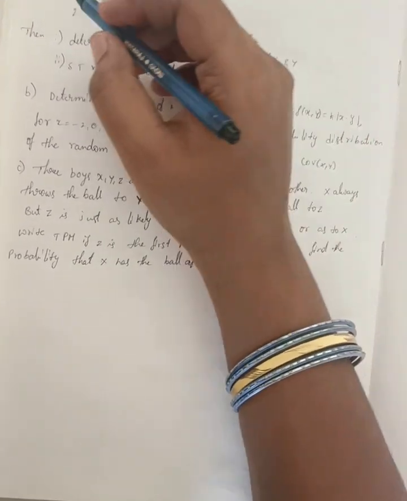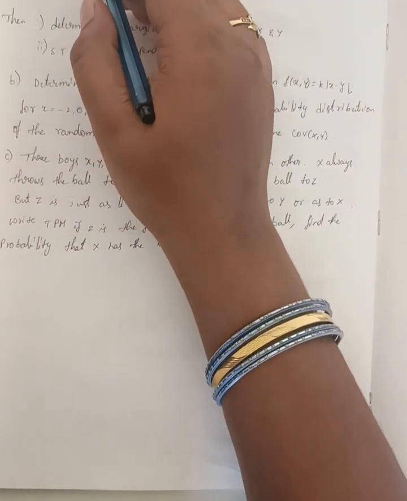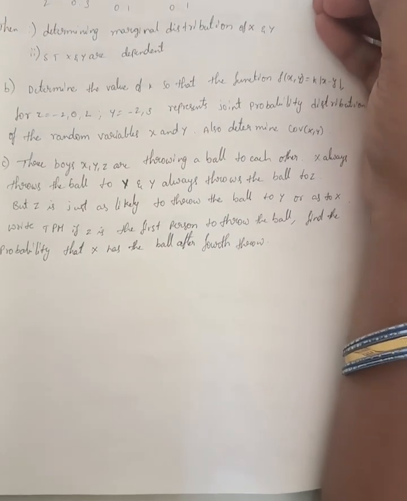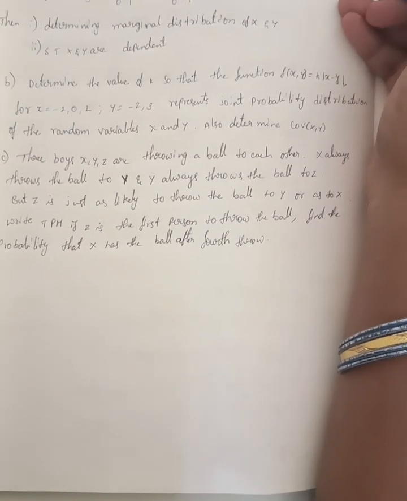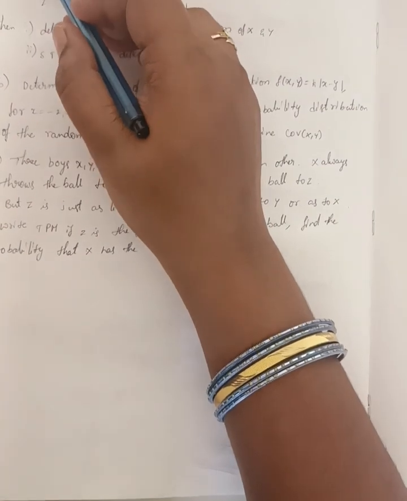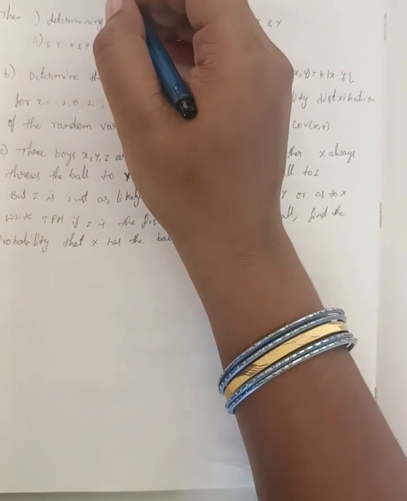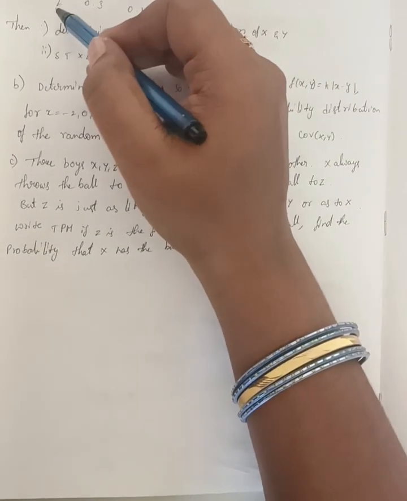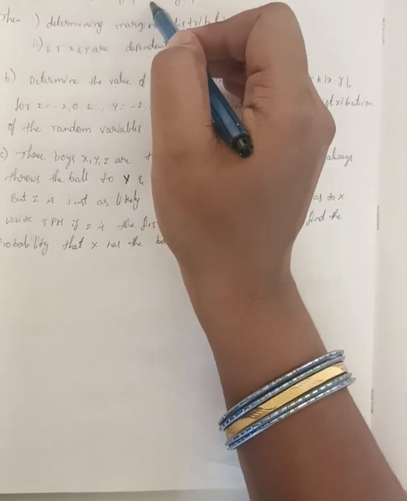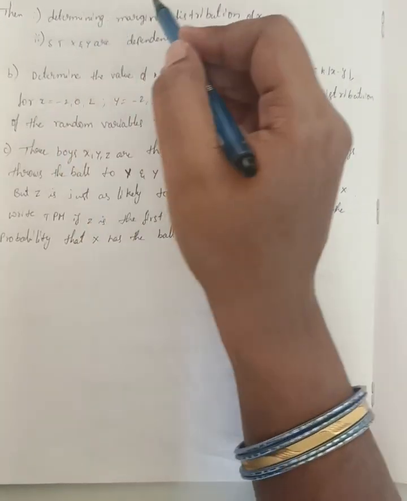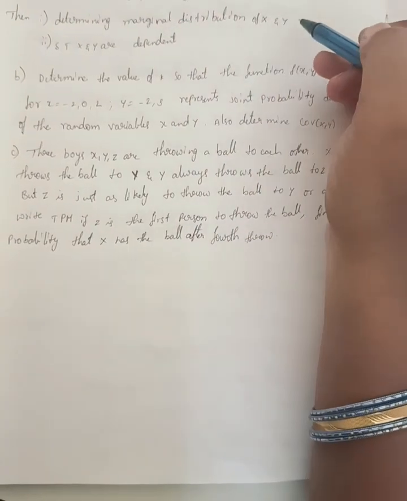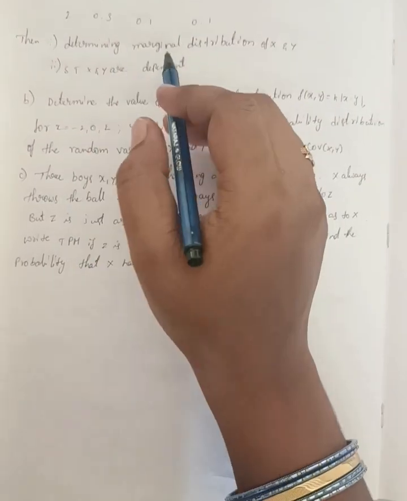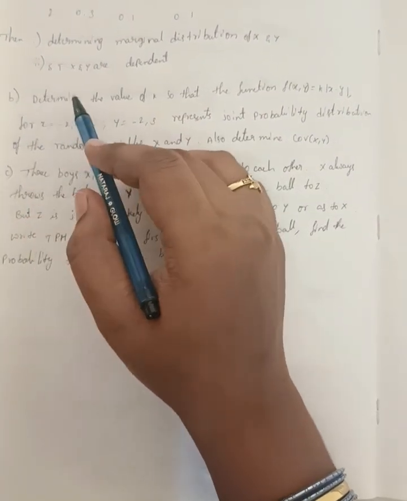Module 2, the third question. The joint probability distribution of discrete random variables X and Y is as follows: X takes values 1, 2; Y takes values minus 3, 2, 4; with probabilities 0.1, 0.2, 0.2 for X equals 1, and 0.3, 0.1, 0.1 for X equals 2. Determine the marginal distribution of X and Y, and show that X and Y are dependent.